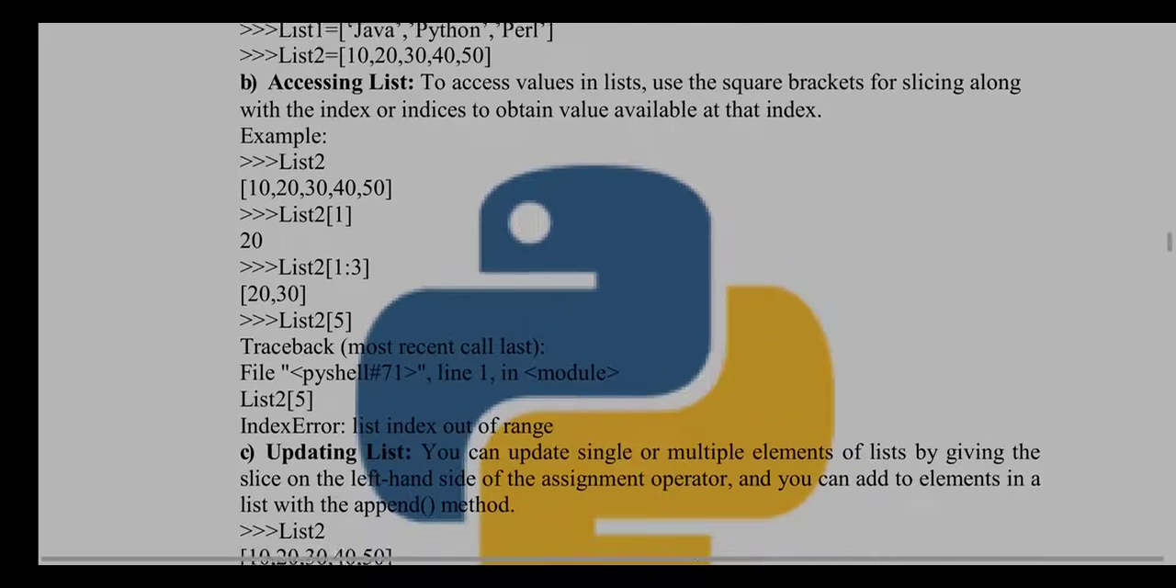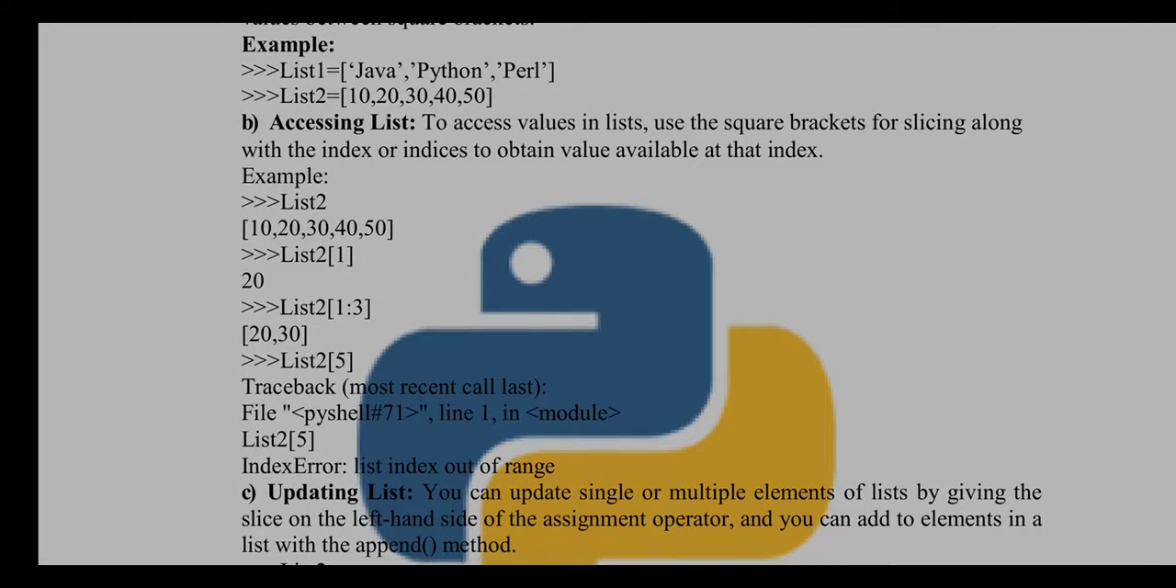How to access a list? We can access a list through the index position. See here, we have created list 2 which has the elements 10, 20, 30, 40 and 50. We are accessing the element at the first position. We are specifying the index position 1 in list 2, so it is directly going to show you the element 20.